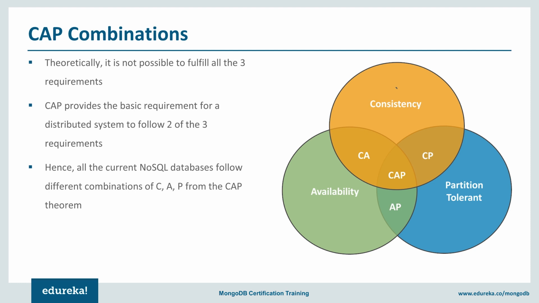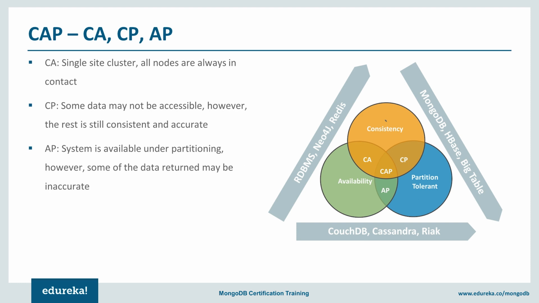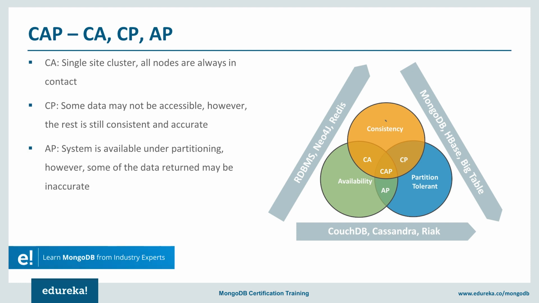It primarily depends on the kind of database, because the consistency levels in Cassandra might be different compared to the consistency levels in Mongo, and the availability principles and partitioning strategies across different NoSQL stores are completely different. Now, if we talk about consistency and availability, that means there might be a single site cluster, so all the nodes are always available and always in touch.